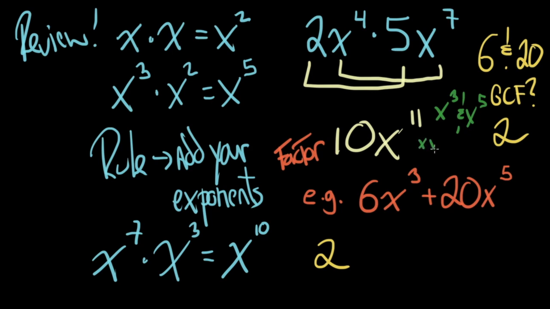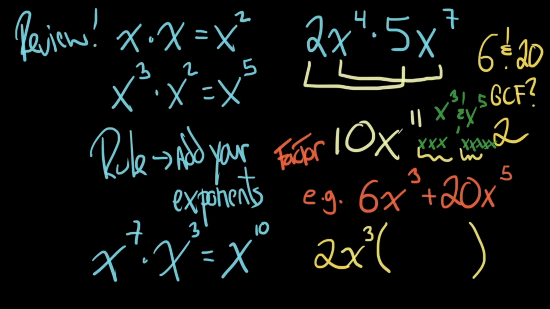Well, what does x to the 3rd really look like? It looks like that, x, x, x. What does x to the 5th look like? x, x, x, x, x. How many of those are common? Well, there's 3 here, and there are 3 common ones there. So the GCF of x to the 3rd and x to the 5th is x to the 3rd. There's 3 common x's. Does that make sense? Nod your head. Good.